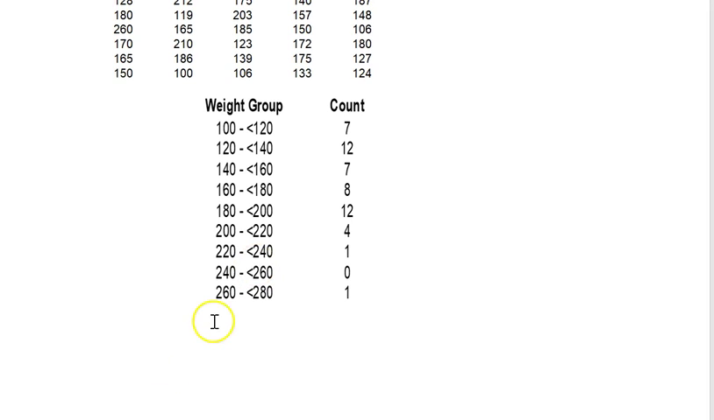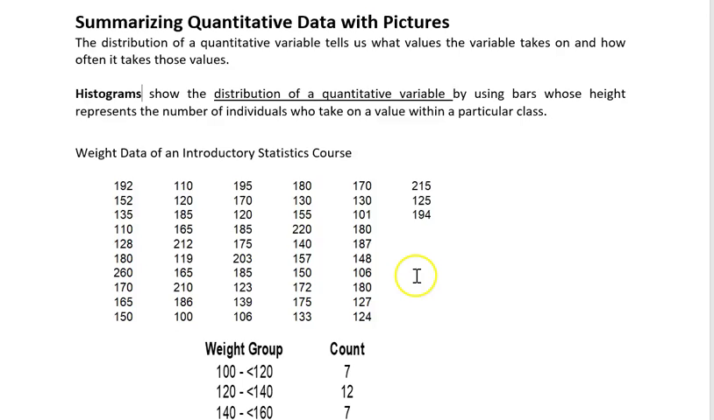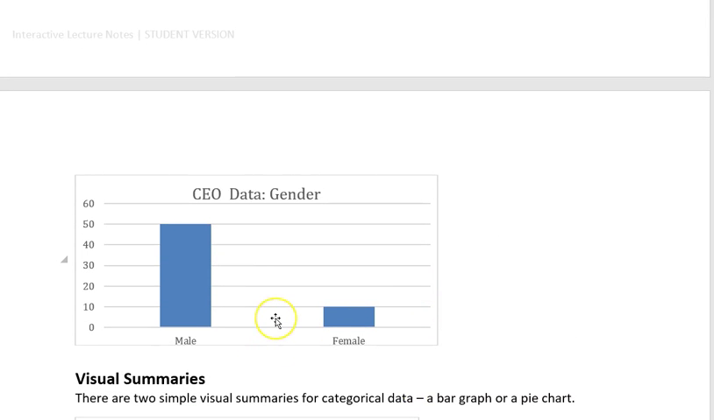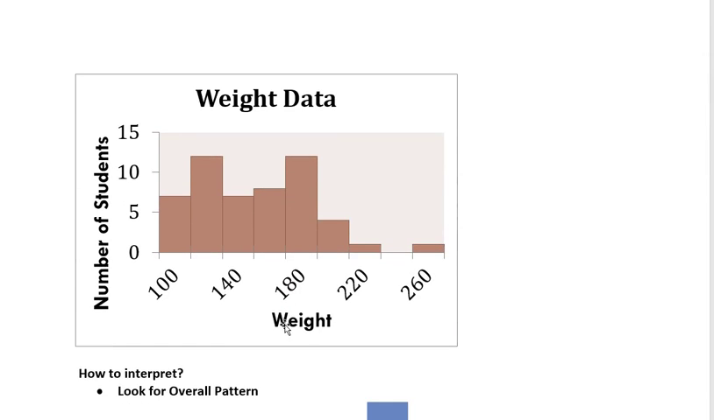So your histogram, having that space, tells you there's no one here, versus in a bar graph up here, that space is just cosmetic. It doesn't tell you anything more than what you need to know. So there's that for a histogram. More importantly, for histograms, if you're looking at this, what can you say about this weight data?